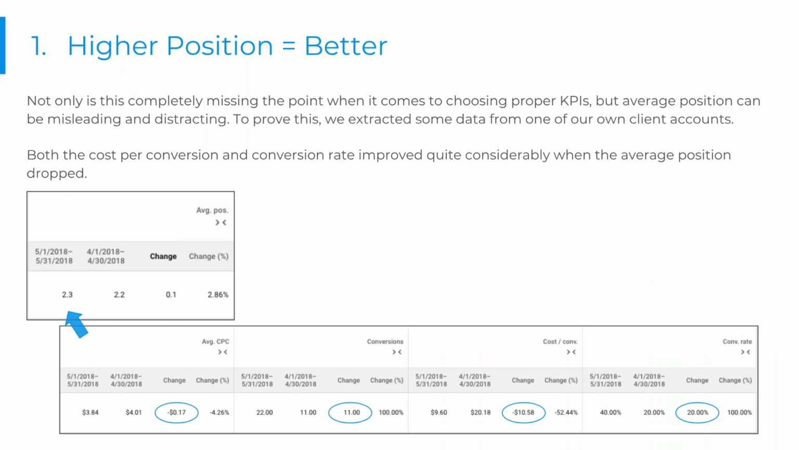This is the most common misconception of them all, and it's the belief that the higher your average position, the better your account is performing. Not only is this completely missing the point when it comes to choosing proper KPIs, but the average position metric can be misleading and, more importantly, distracting. To prove this, we actually extracted some data from one of our own clients. As you can see in the below screenshot, both the cost per conversion and conversion rate improved quite considerably when the average position dropped.